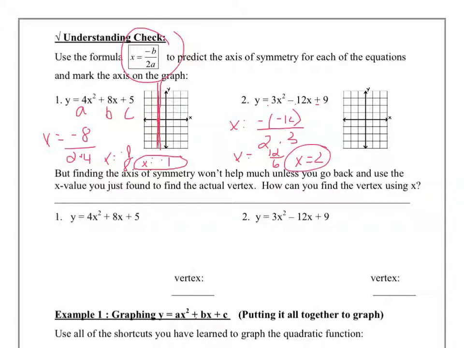Okay, so finding 2 on the x-axis. And x is always 2. So we have a vertical line at x is equal to 2.